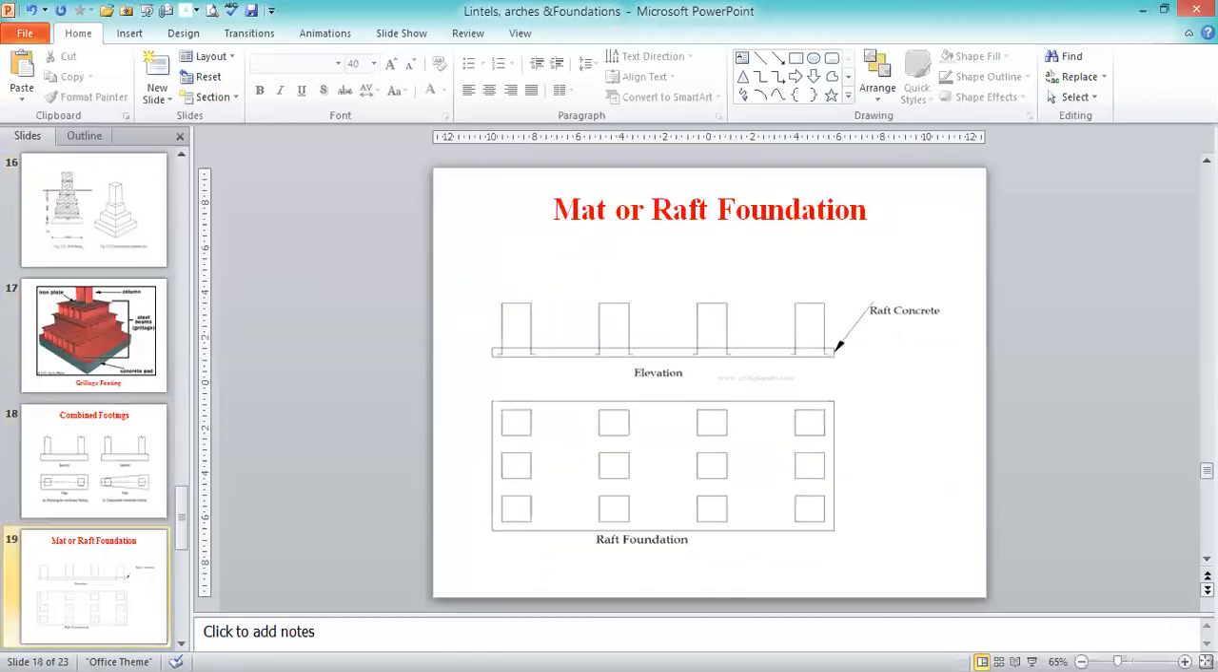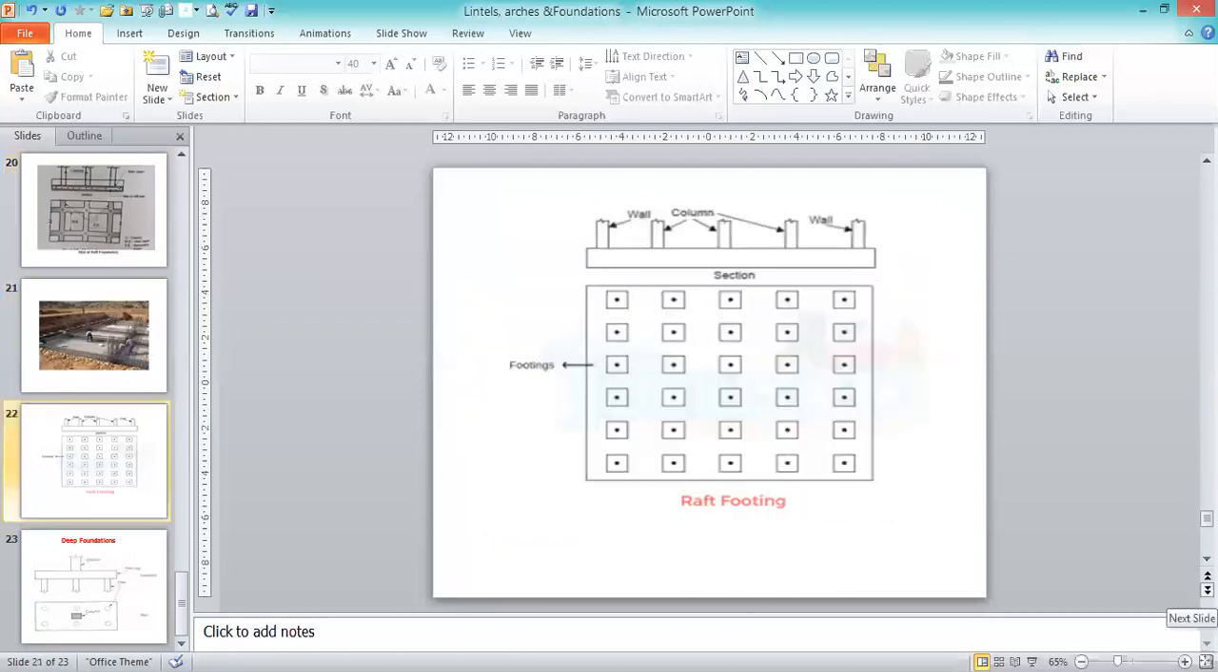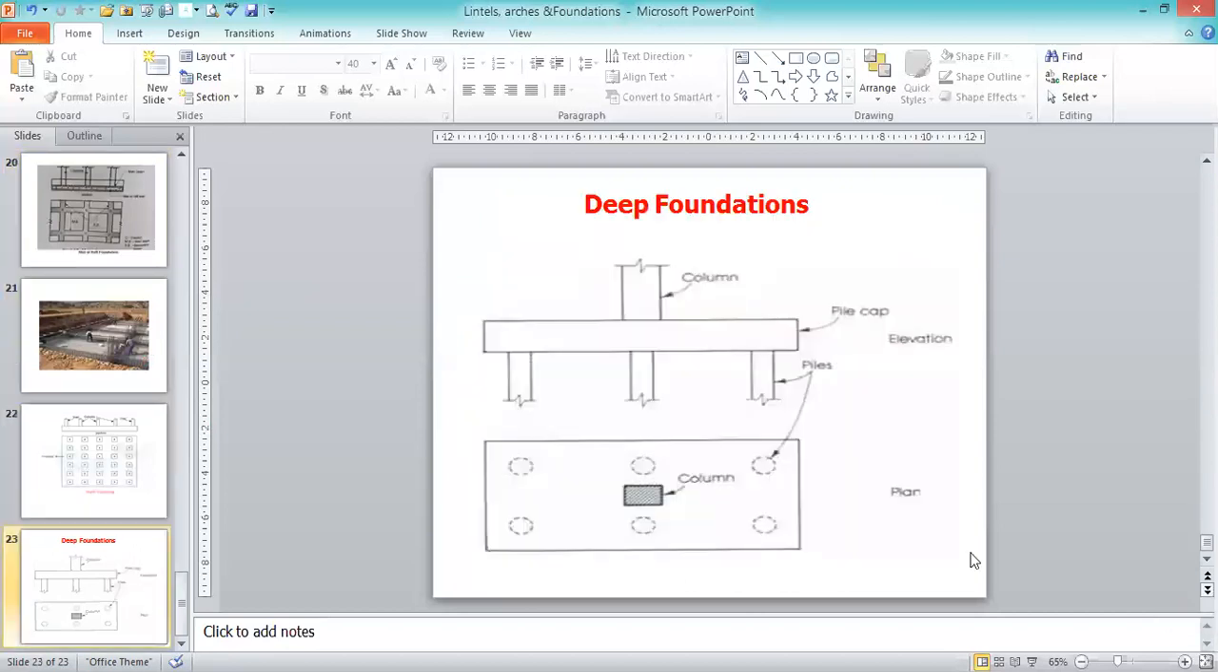Deep foundations: based on the soil conditions, we can see that the soil is very weak. Poor soil conditions are there, or we can say waterlogged areas. Then the bearing capacity of the soil is very weak. In those cases, we have to go for pile foundations. Deep foundations are called pile foundations.